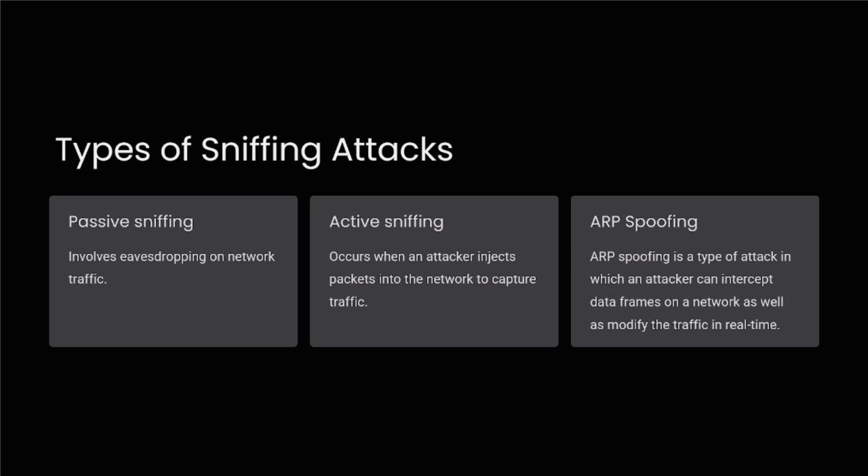Passive sniffing is where you are just eavesdropping on the network, as one does eavesdropping in real life, standing at a door or a window. In the same way, in passive sniffing, we use a tool which will just monitor the network, while in active sniffing, the attacker can inject packets. As hackers, we can inject packets into the network and capture the traffic.